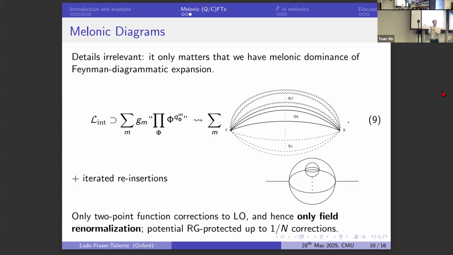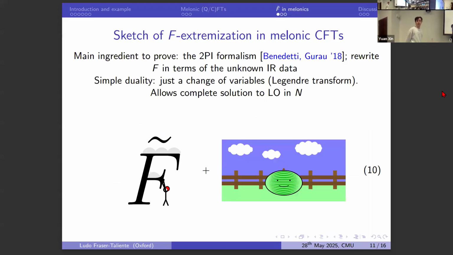This, of course, basically is like an infinite sum, but it's an infinite sum we can actually do, unlike in the matrix model case. So basically, this is telling you that you only have diagrams like this for leading order in N, and the higher point functions are suppressed. So you only have 2-point corrections to leading order, and hence you only have field renormalization. This is basically what allows us to do the F-extremization. So we have a potential that's RG protected up to 1 over N corrections, which should smell a lot like supersymmetry, right? The non-renormalization theorems of supersymmetry.